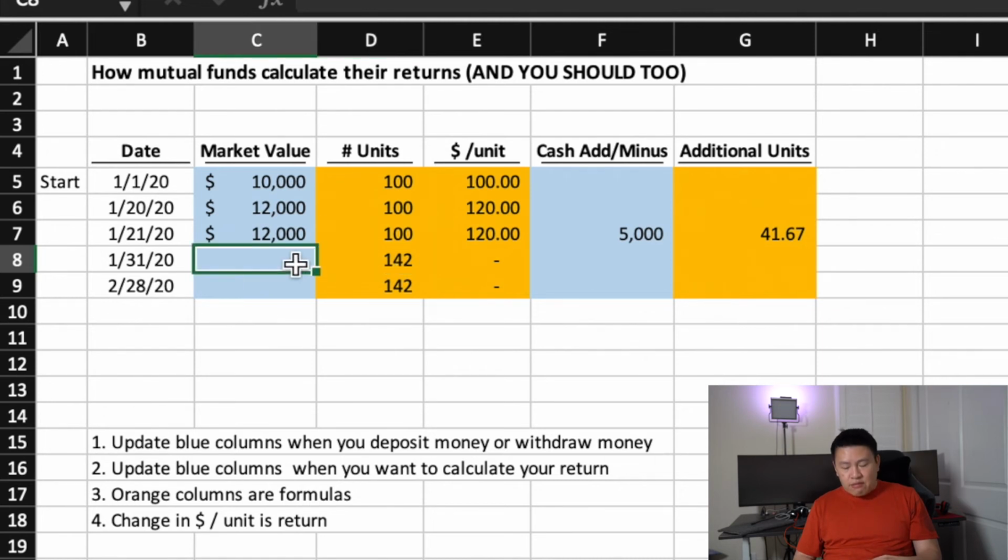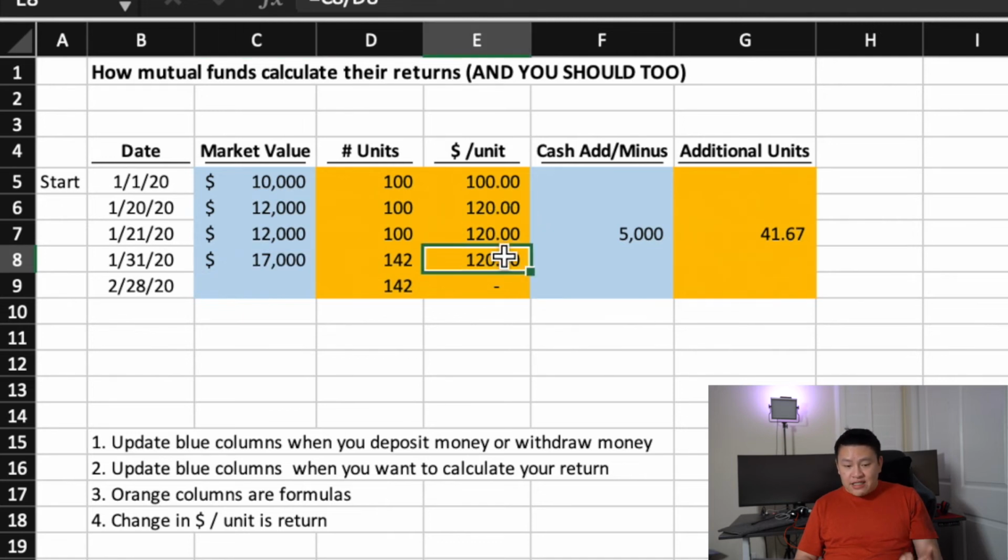So let's say that nothing happened to my balance. Now I have $17,000 because I had $12,000 in my portfolio, I added 5,000, and now I'm at 17,000. So you can see that by adding $5,000, I still have a per unit cost of 120. So if I calculate my returns on January 31st, I would take my balance, 120, divided by beginning balance, 100, subtract 1. So I would still be at a 20% gain, even though I added money.